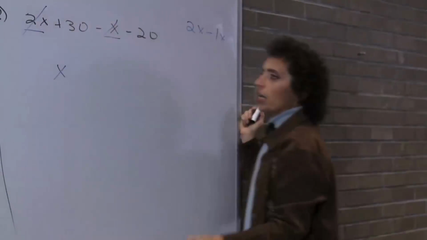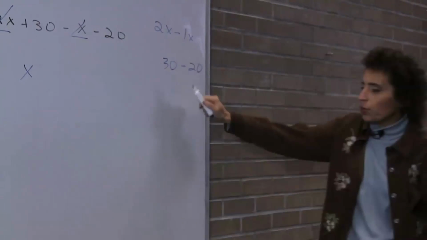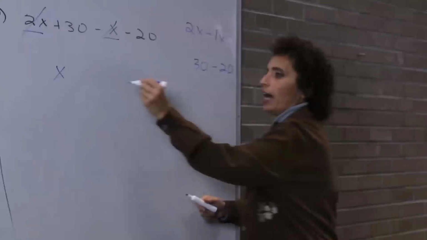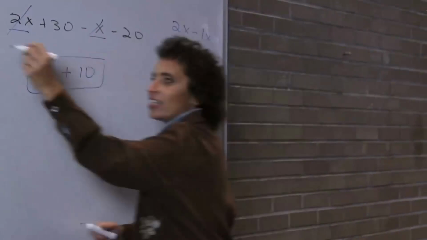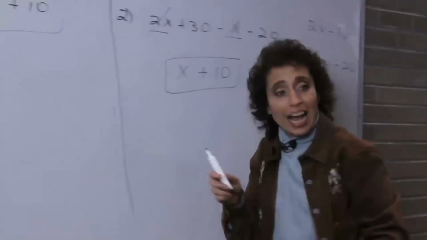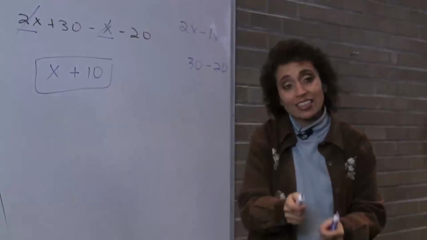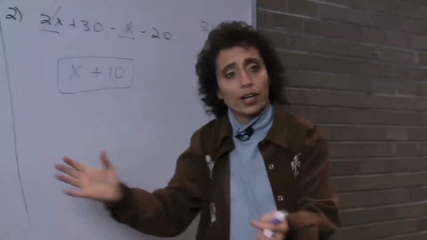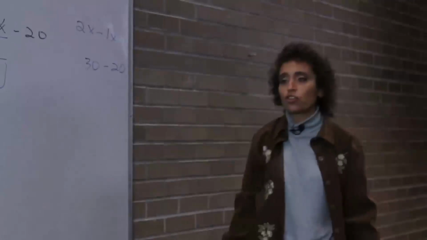That's what that is. And then I have 30 minus 20. So I have 30, I owe you 20, so I have 10. So that's x plus 10. Notice this is exactly the same as this. So now we know this expression is not only equal to each other when x is 3, it's equal no matter what the number is, because these two are equal. I've simplified that to show that.